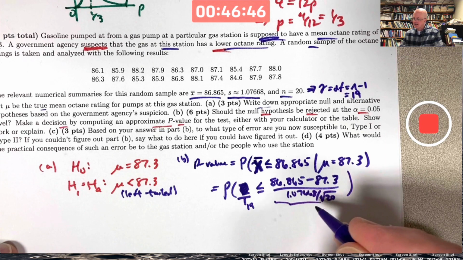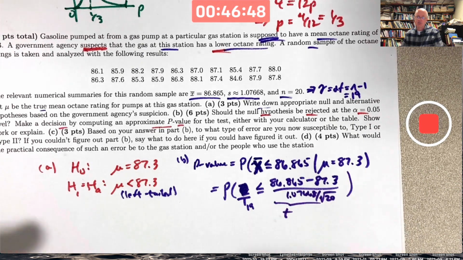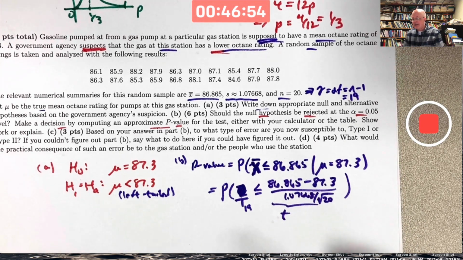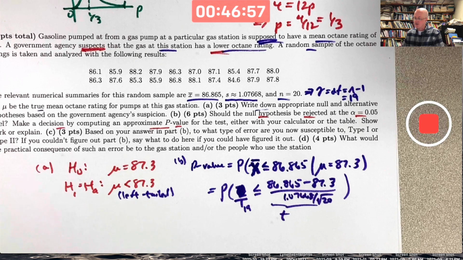I could also just call this an observed t statistic. I could just label it t. Don't put a subscript there because we're not talking about an area to the right. This is just an observed value of a t statistic. That's another way to approach this. And what will it equal?